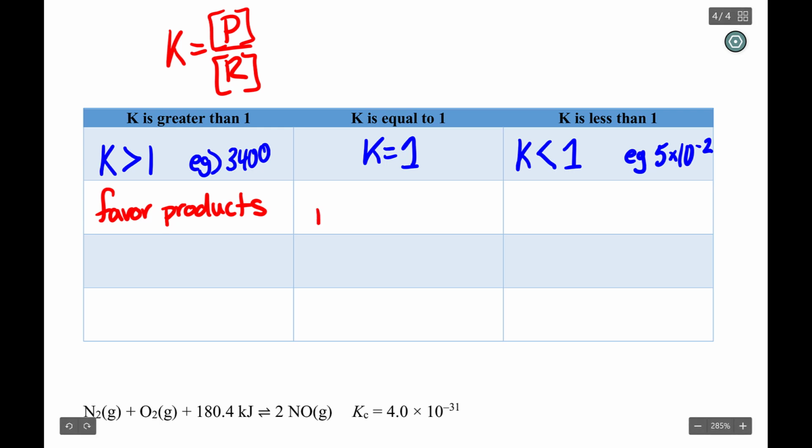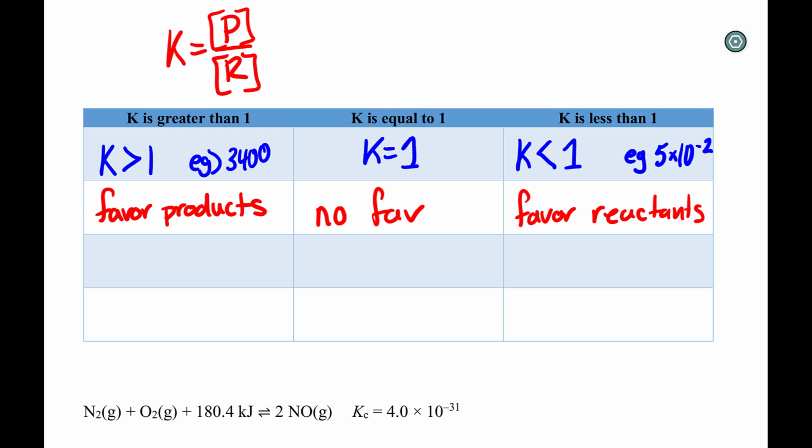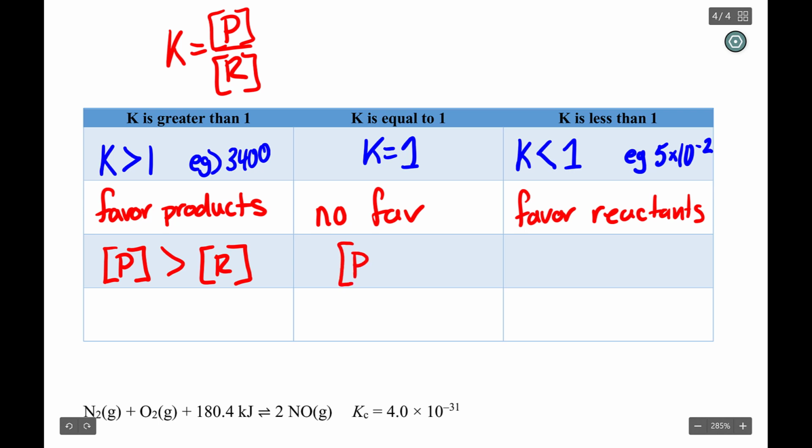If K is equal to 1, then there is no favorability. It's equal. And if K is less than 1, we would say that the reaction favors the reactants. Now another way of showing this is saying which one you have a greater amount of. So you could always say something like the products are greater than the amount of reactants. Or I could say the products are equal to the amount of reactants. Or I could say that the reactants have a greater concentration than the products.